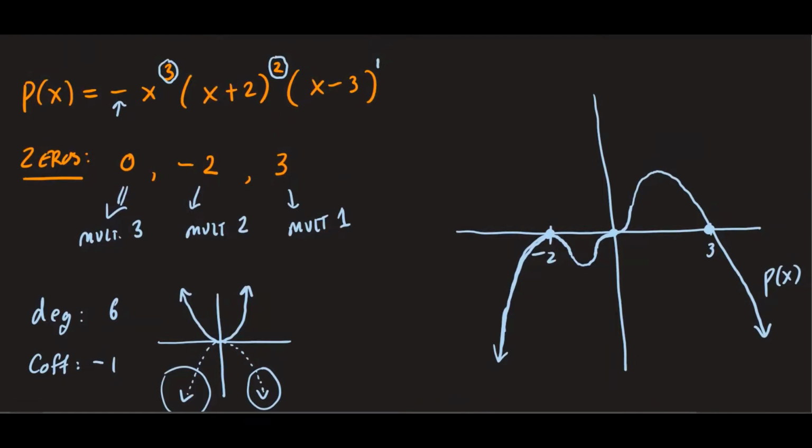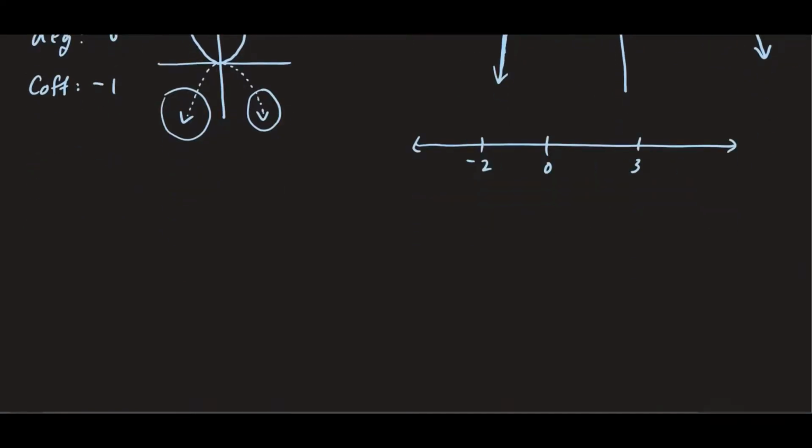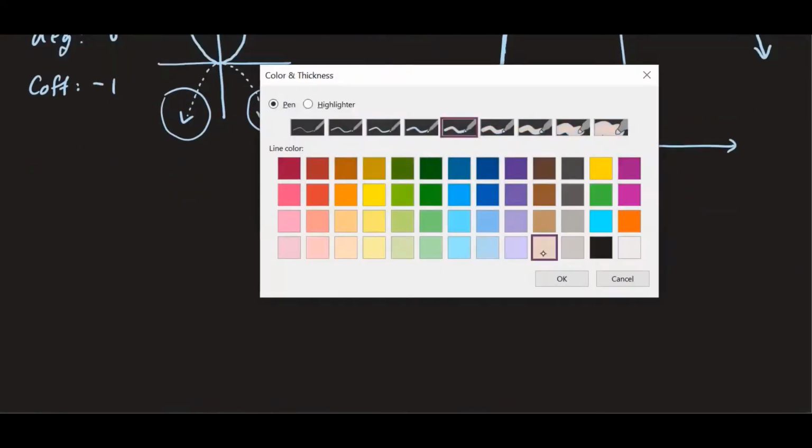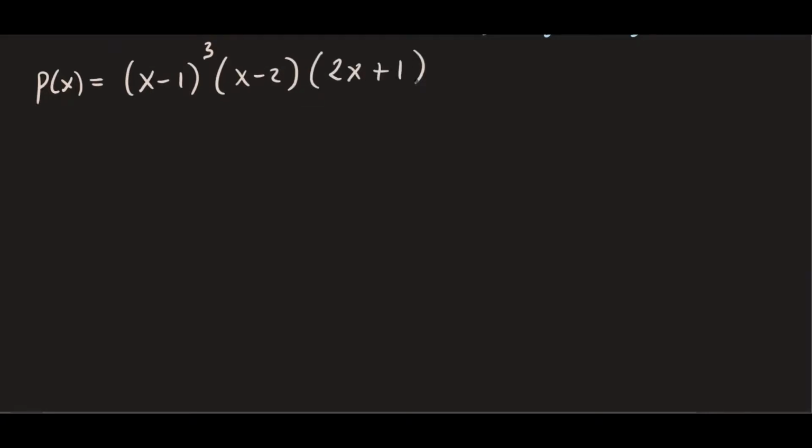Now let's do another example, and this will be our last example. So suppose we want to graph the following. Say p of x is equal to (x minus 1) cubed times (x minus 2) times (2x plus 1). Okay, so again, we'll be finding the zeros first and then determine the end behavior by looking at the leading term, degree, and the coefficient. And then we'll look at the multiplicity to come up with the final sketch.